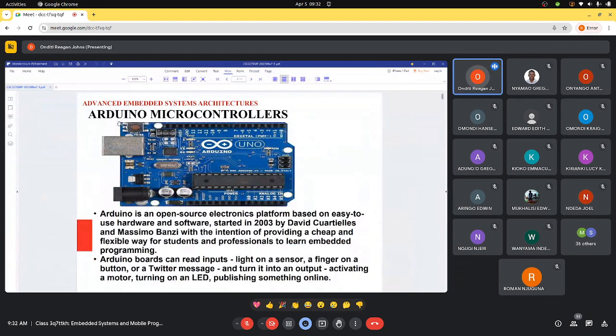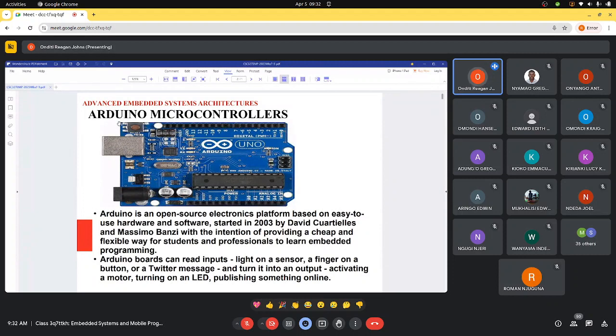So as I was saying, this is basically how the Arduino microcontroller board looks like. As we had said, Arduino is an open source electronic platform based on what we refer to as easy to use hardware and software. And this started all the way in 2003 by two guys, Banzi and David. Their main intent was to provide a cheap and flexible way for students and professionals to learn embedded programming. So Arduino boards come ready.